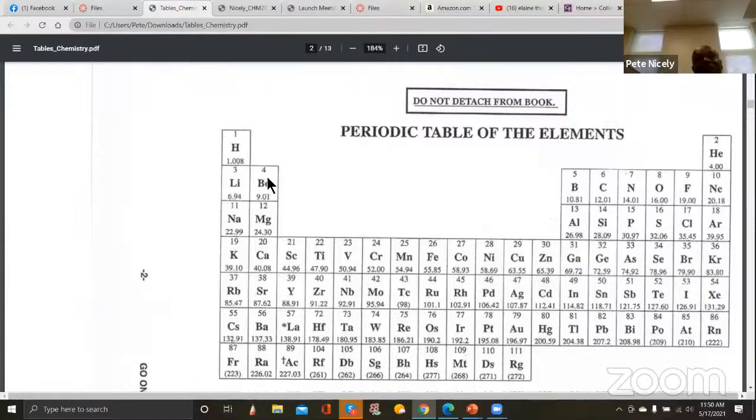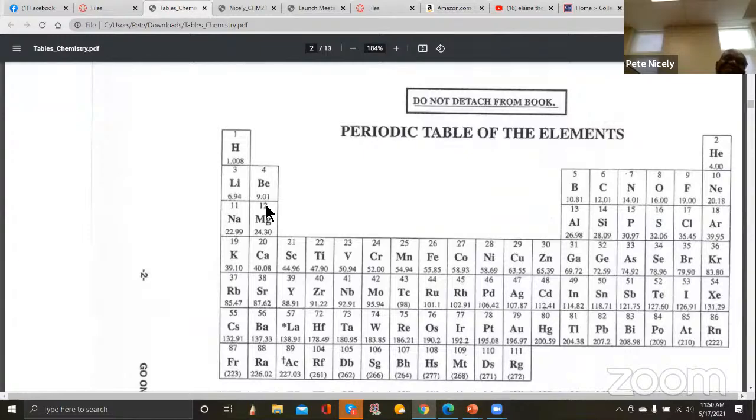The smaller number here would be the atomic number. So basically we know that beryllium has 4 protons in its nucleus. The larger number here, the 9.01, is the relative atomic mass of beryllium. That number is the weighted average atomic masses of all the isotopes of beryllium.